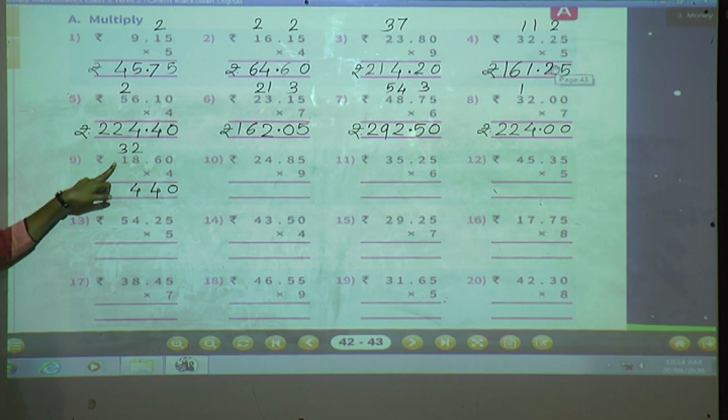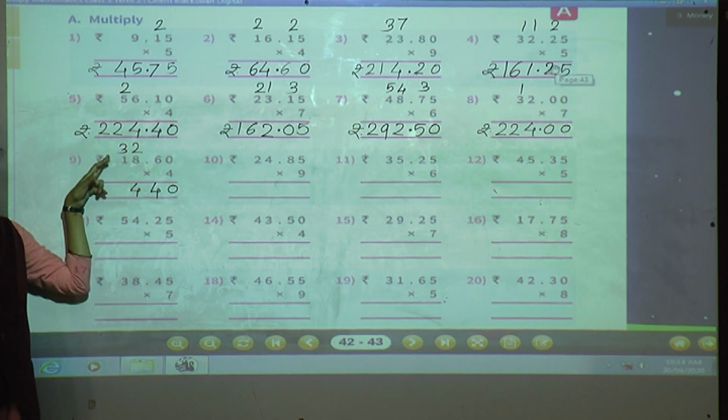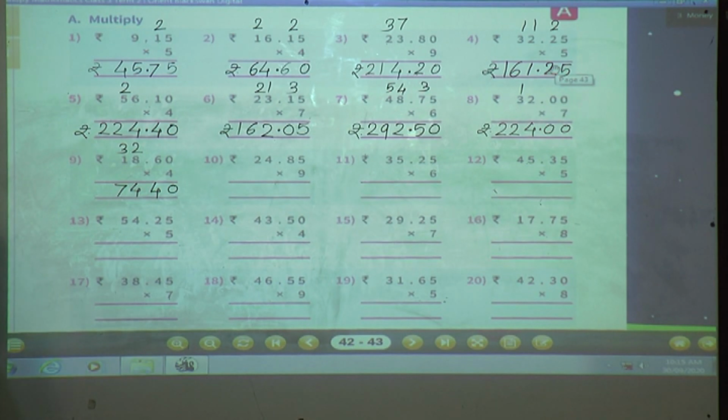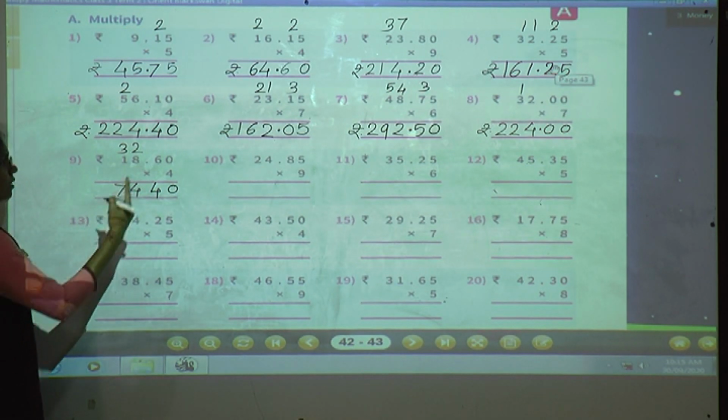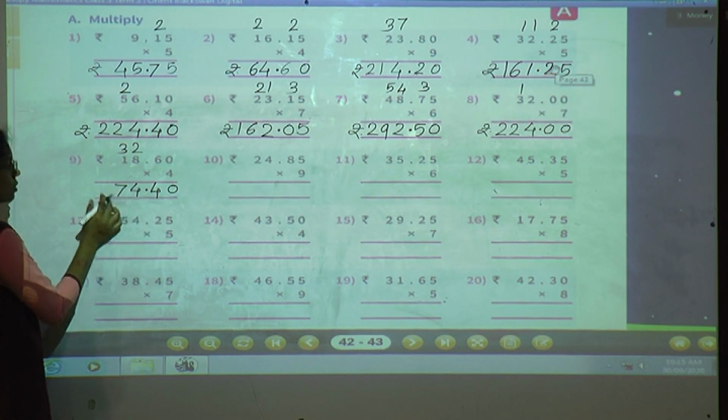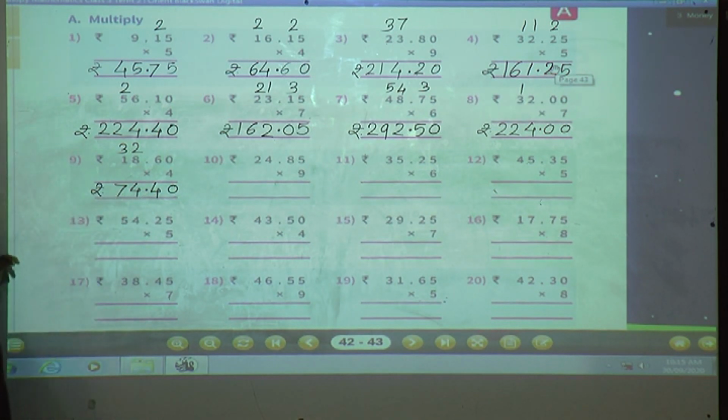Then 4 into 1. 4 1s are 4 plus 3, 7. So write here 7. Okay. Now give a dot. Yes, where will you give it? From the right side, which one is the second digit? This 4 is the second digit. So before 4 we have to give the dot. So the answer is rupees 74.40. Understood? Okay. Now see the next example.